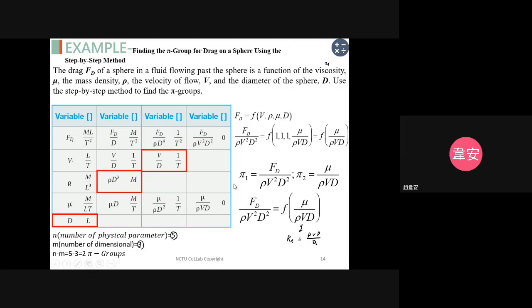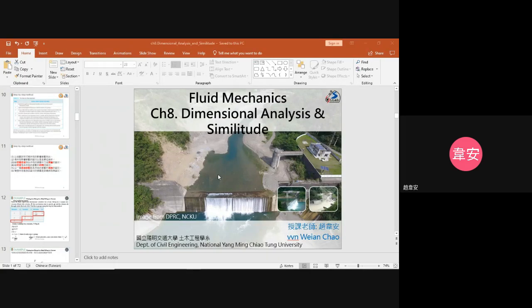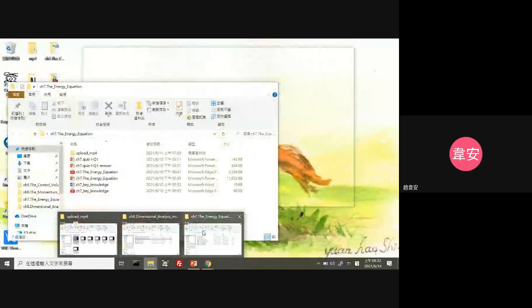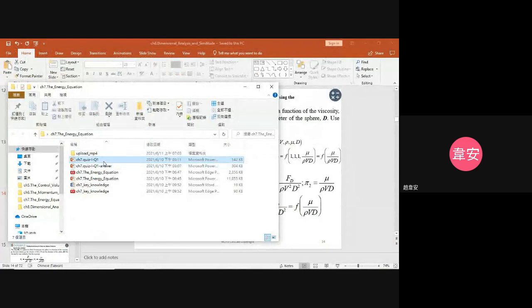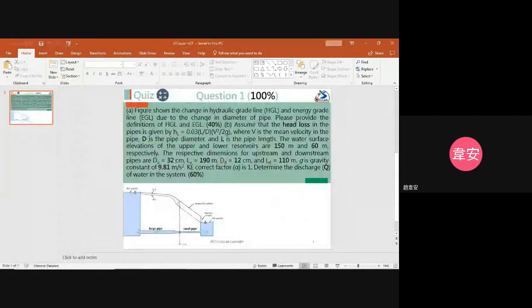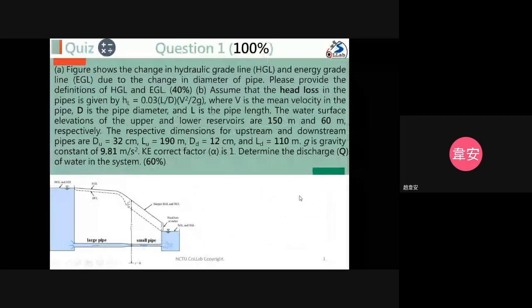Now, due to the time limitations, we move on to the quiz we have today. This quiz is related to chapter 7. Today we only have one quiz with one question, and the figure shown here is from the textbook. I will introduce the quiz in Mandarin.